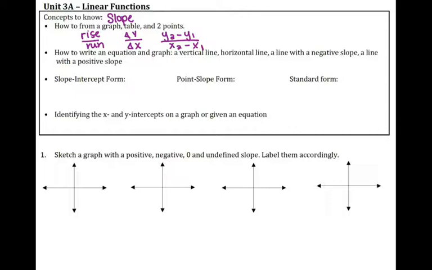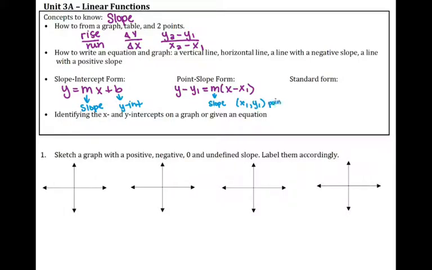We have 3 different forms of linear functions. Slope-intercept form is y equals mx plus b. M represents your slope. B is your y-intercept. Point slope form is y minus y1 equals m times x minus x1, where once again m is your slope and x1, y1 represents any point on the graph.